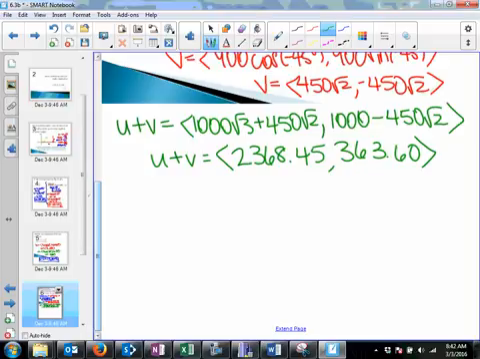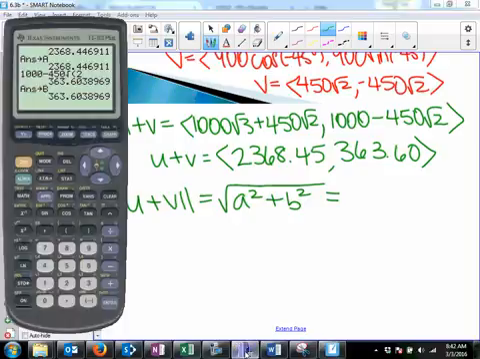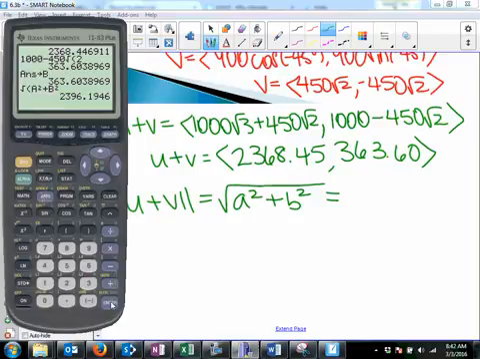So we'll start with the magnitude. To find the magnitude of U plus V, we have to take the square root of A squared plus B squared. I'm going to save some pencil lead for you. If we just write A squared plus B squared, we have those saved in our calculator. So we have the square root of alpha A squared plus alpha B squared. So our magnitude is 2,396.19. Do we have a label for our magnitude? Newtons.